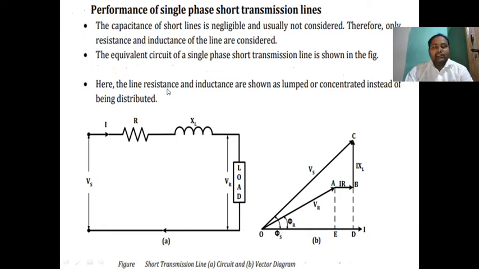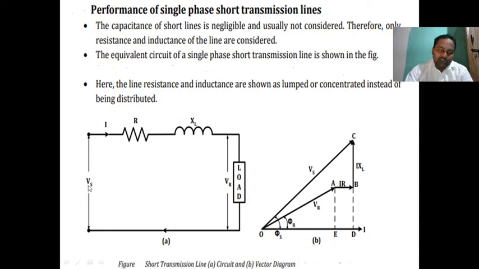Here, the line resistance and inductance are shown as lumped or concentrated instead of being distributed. I already discussed which are the lumped elements and which are the distributed elements. In short and medium lines, we consider lumped elements, which have a possible physical separation. In a long transmission line, we assume the parameters are distributed. So please see the diagram.